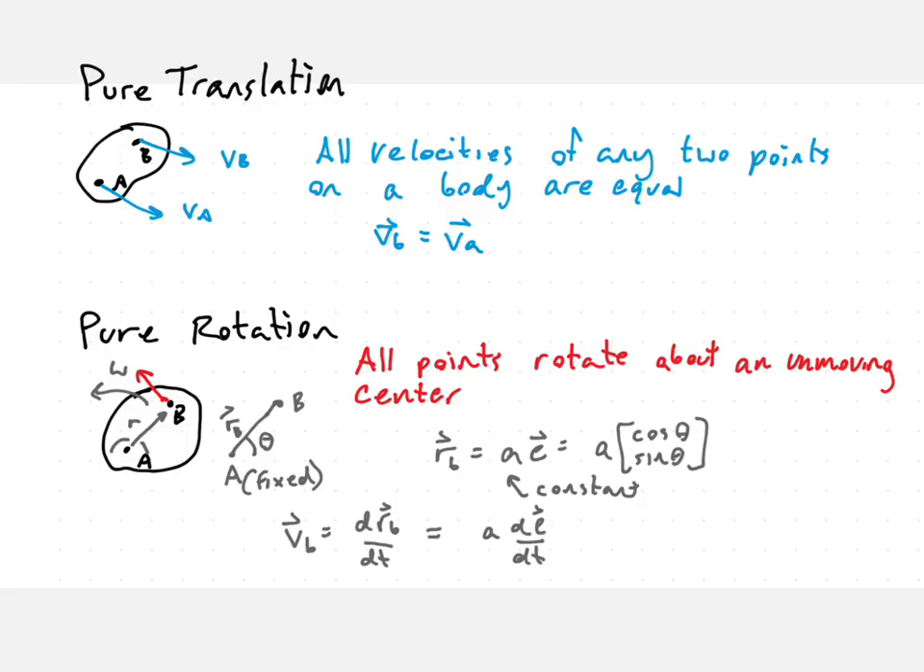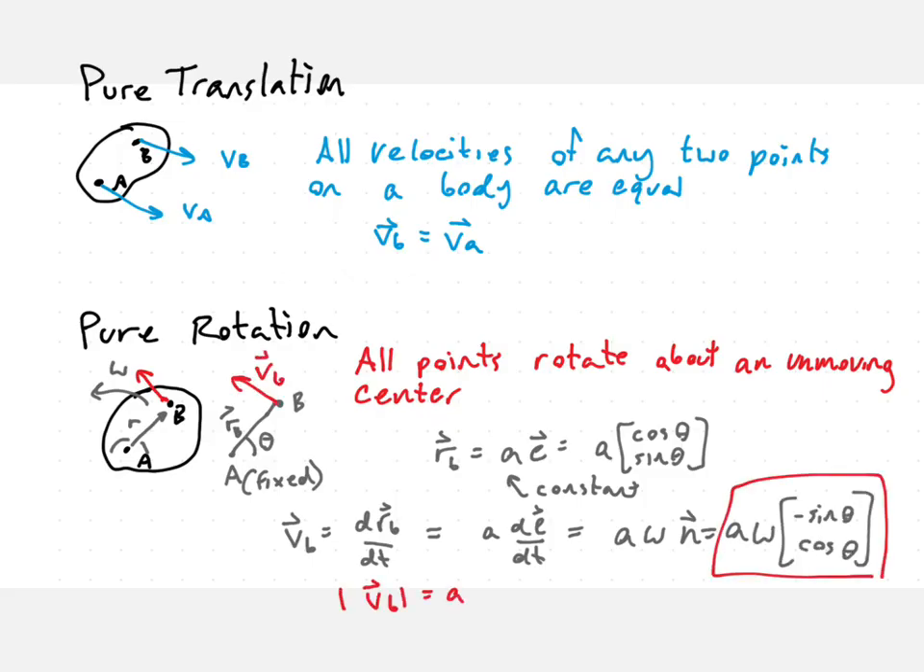But if we take the derivative of E, that gives us omega times our unit normal. So we have A times that derivative of E, so A omega times our unit normal vector, or A omega times negative sine theta, cosine theta. So the magnitude of our velocity of point B is A times our angular velocity omega, and our velocity of B is perpendicular to that radius r, that position vector of B. So, good things to remember, and now we can describe complex motion.